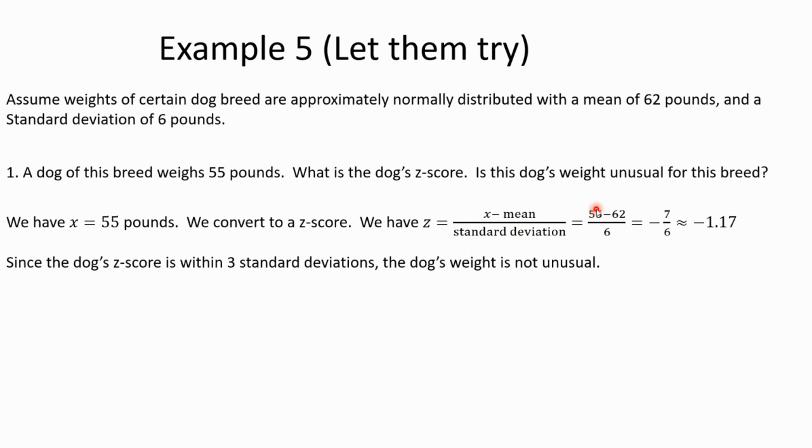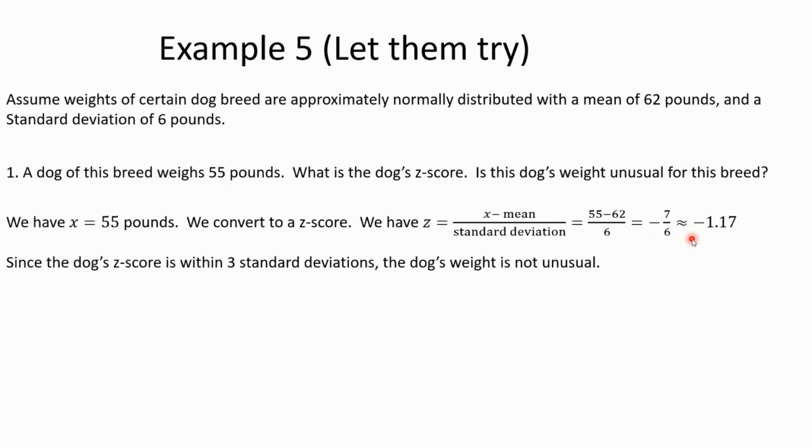Excuse me, we have the data value minus the mean over the standard deviation. So we get negative 7/6. You know, you can round it to get about negative 1.17. So in other words, the z-score for this value of 55 pounds is about negative 1.17.